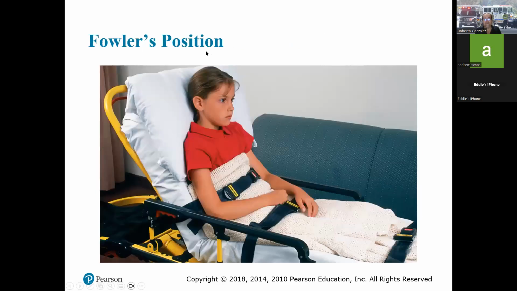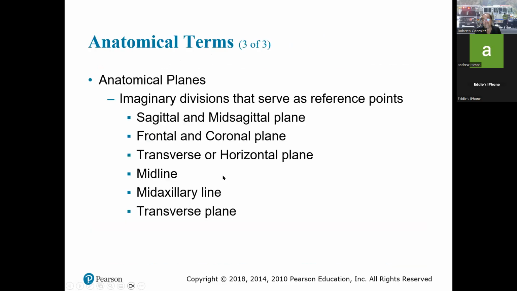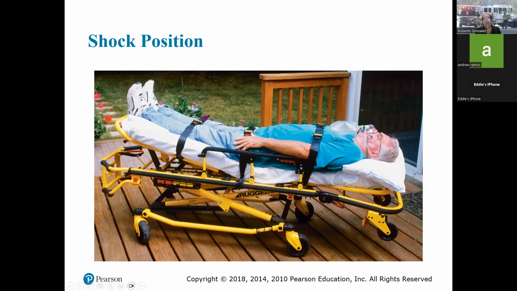This is a Fowler's position, which I think is not really a Fowler's position. This is not a 90-degree angle. This is maybe a 45 to 60-degree angle. This would be the shock position. Remember, with a shock position, you elevate the legs, but they're bent at the hip area. And when we're dealing with the Trendelenburg's, it's like actually having them on a backboard and the whole body is straight.